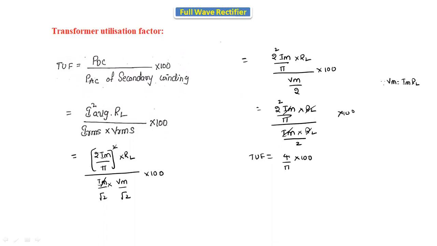So here 4 into 2 square is 4 into 2. And here it is also pi square under root, that is pi square. So if we calculate the transformer utilization factor, we will get 81% here. Okay, this is about the transformer utilization factor.